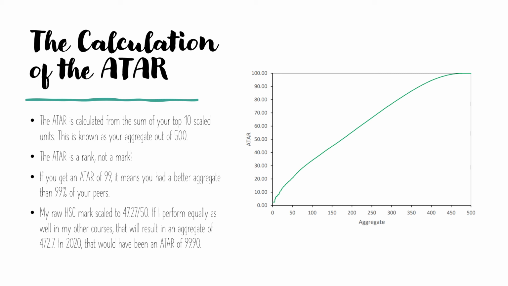And applying that to my marks, my raw HC marks scaled to 47.27 out of 50. And if I perform equally as well in my other courses, that will result in an aggregate of 472.7. And in 2020, that would have been an ATAR of 99.90. But remember that each year students perform differently, so you can't really compare ATARs between years.